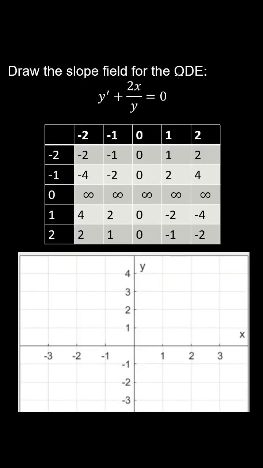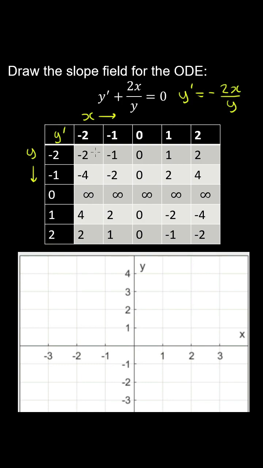Let's draw the slope field for this ordinary differential equation. So what you do is write the derivative in terms of x and y by subtracting 2x on y from both sides, and then you substitute for different values of x and y. So we have x in this direction and y in this direction in a table. And you get the following values for the first derivative y dash in this table. And then what you do is plot these at different parts of the graph.